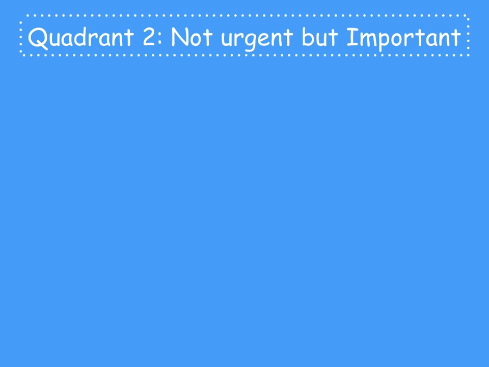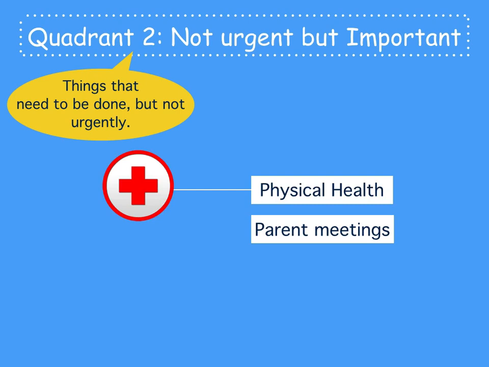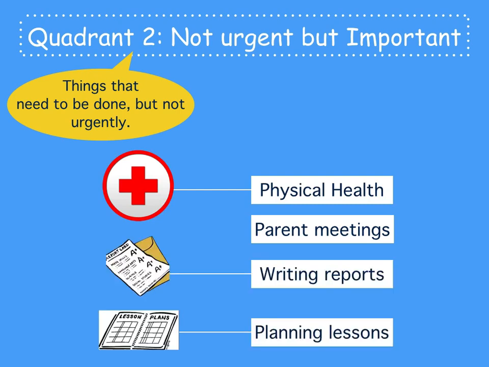Quadrant 2, the not urgent but important. It is advisable to have most of your responsibilities in this quadrant instead of the first one, as it leads to less stress and gives you time to focus on these responsibilities. Things such as your physical health, parent meetings, writing out reports, and planning lessons should fall into this quadrant and be dealt with before they become urgent.